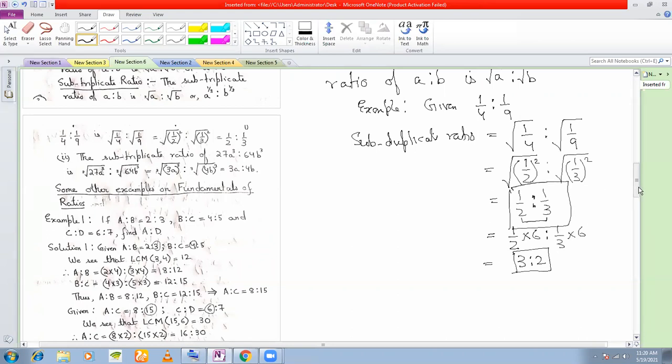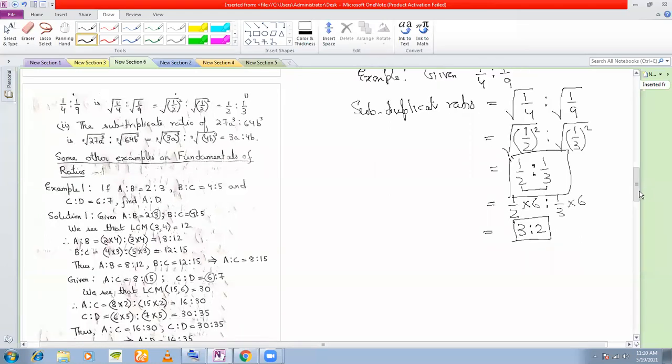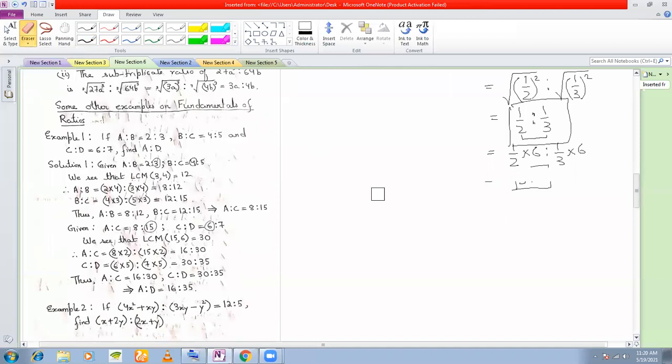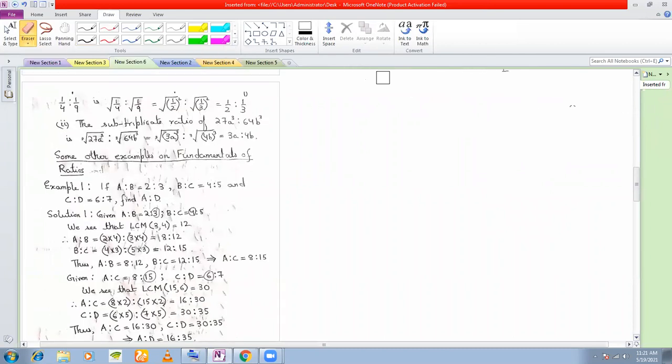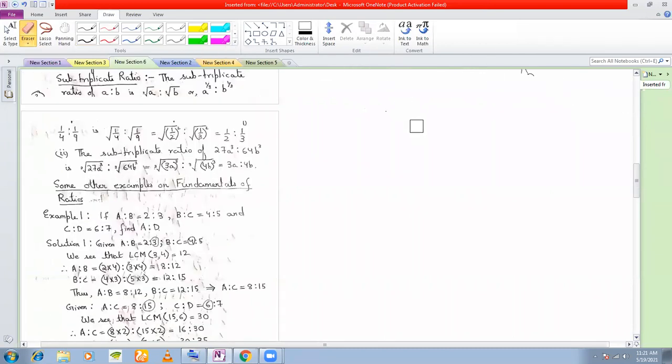Okay, just remember this. Now there are some other very basic examples of ratios. I'm sure you have done all this. These definitions you might not have done, but these you have already done.